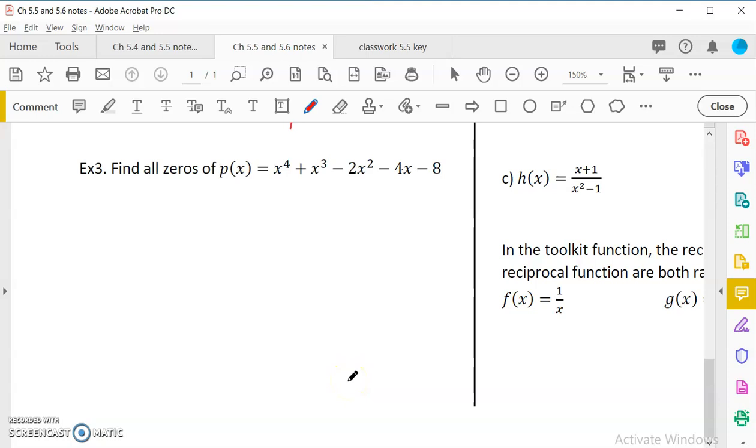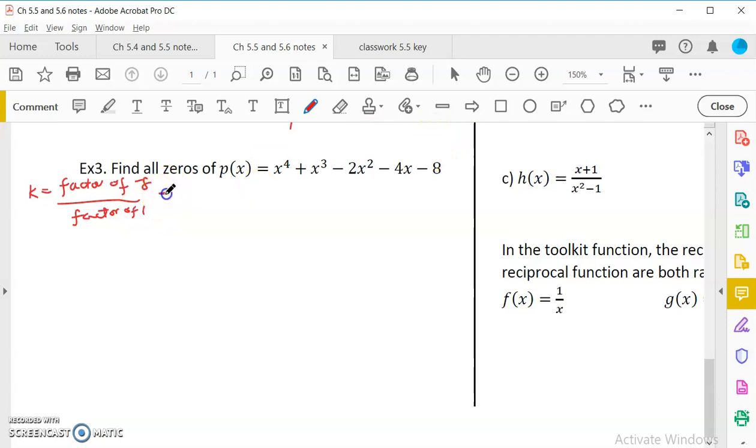So this is x to the 4th, more complex. So what should I guess? One of my possible rational zeros is a factor of the constant term, -8, and a factor of the leading term of 1. The constant term is here.